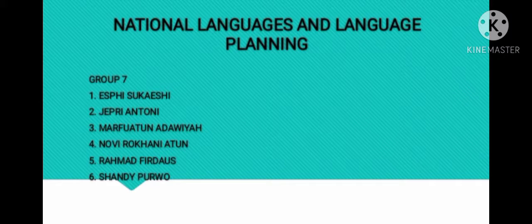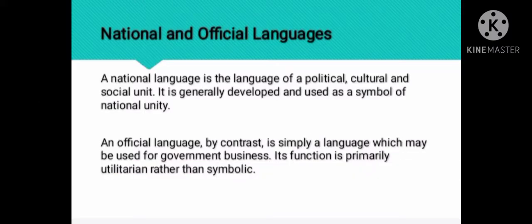Okay, now I will start our presentation about national and official language. A national language is the language of a political, cultural, and social unit. It is generally developed and used as a symbol of national unity. An official language, by contrast, is simply a language which might be used for government and business. Its function is primarily utilitarian rather than symbolic.